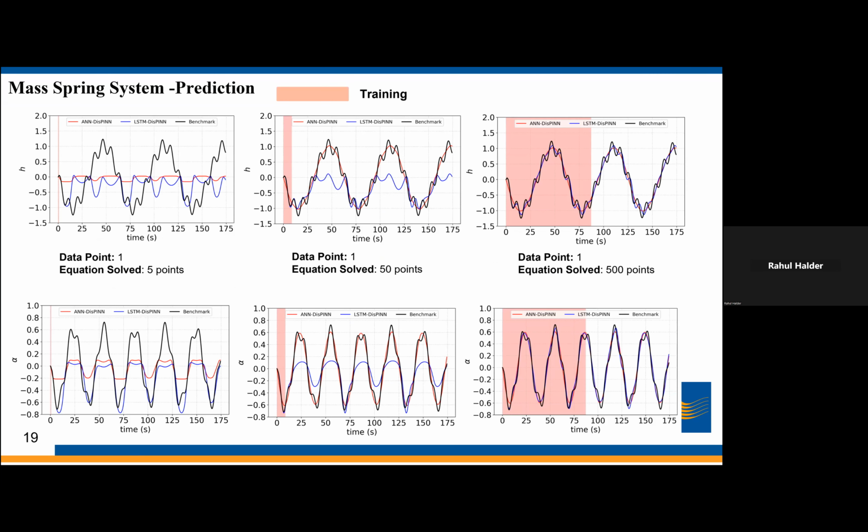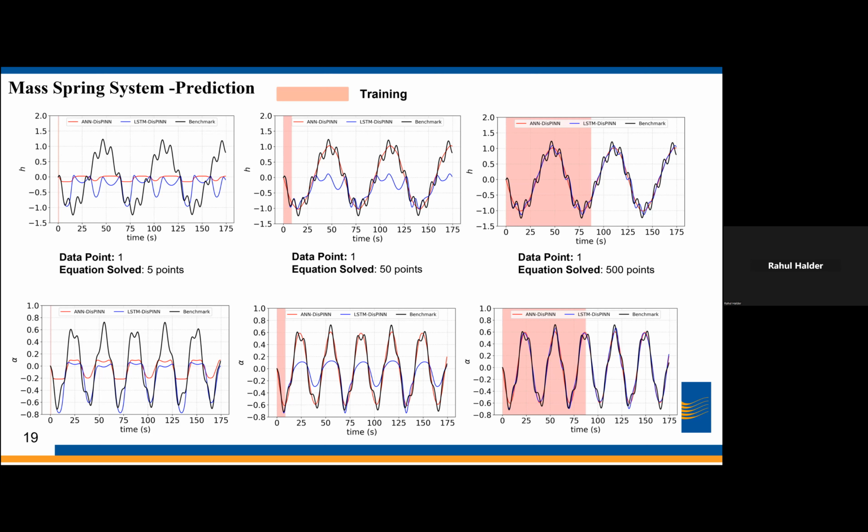And we have also been able to use it for prediction. When I have only one data point, which is the initial value, I solve the equation at the first 5 points. In the previous example, I solved the equation for the whole domain, so it was a reconstruction. But here I have solved the equation at the first 5 points, first 50 points or 500 points, and I'm trying to predict the rest of the domain as well.